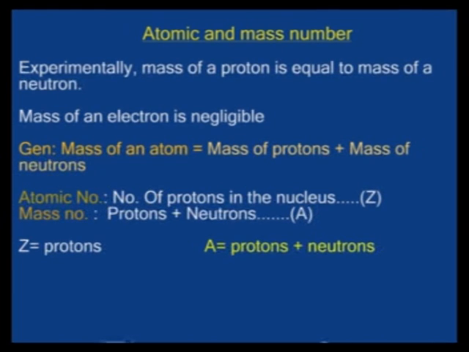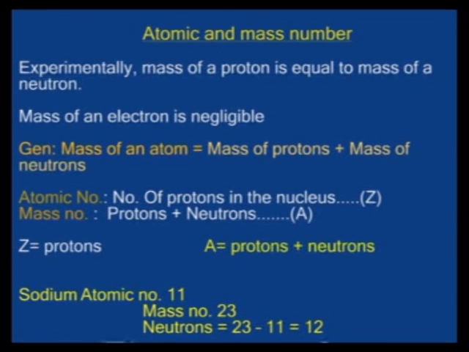Therefore, given the atomic number and the mass number, it is possible to find the number of neutrons in the nucleus of an atom. For example, sodium has atomic number 11 and mass number 23. It follows that the number of neutrons is 23 minus 11, which will give us 12.